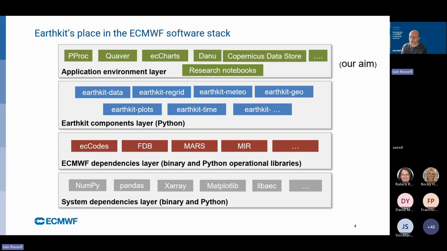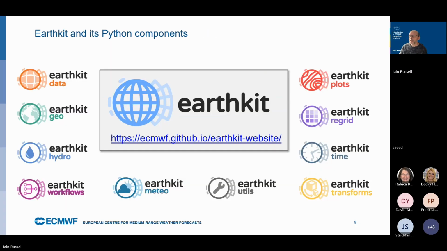And at the very bottom, we've got our third-party libraries, like the standard Python packages NumPy, Xarray, Matplotlib, and so on, and binary libraries that we use, for instance, for compressing our data. So here is what the EarthKit ecosystem looks like just now. You can see it's nice and colorful. I'm just going to say a little bit about each of these, with a bit more emphasis on EarthKit data, because I think it's the most central component to everything.